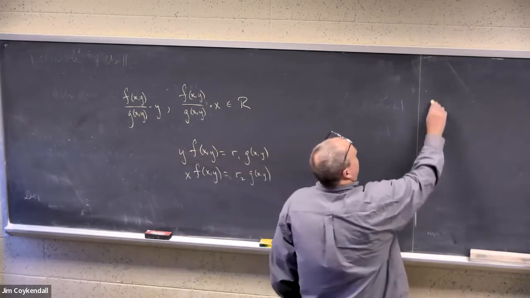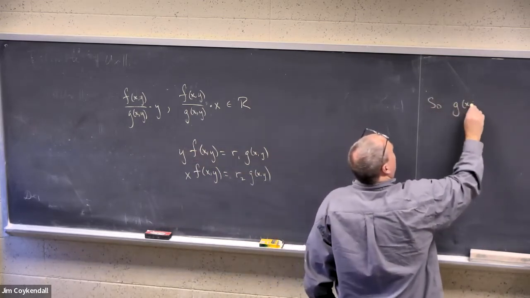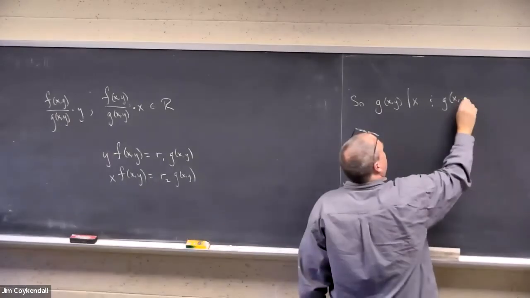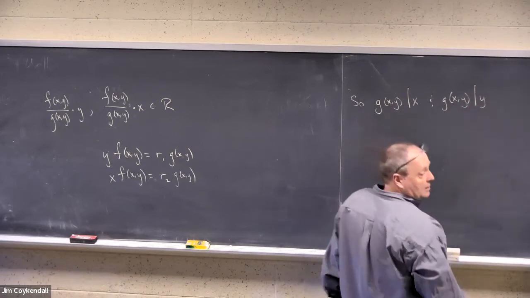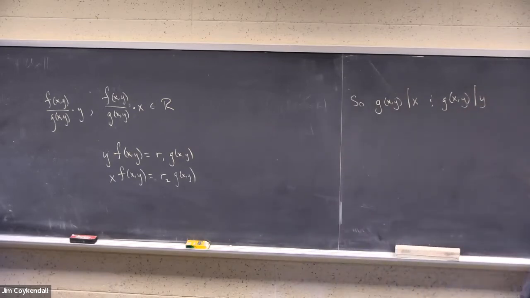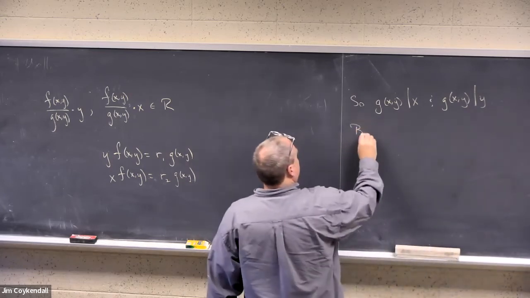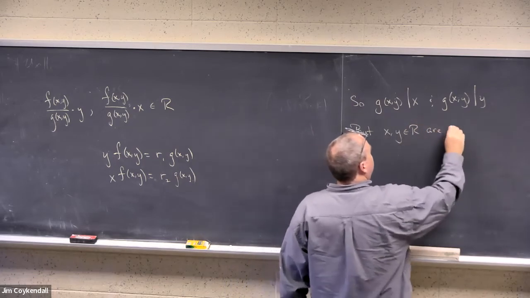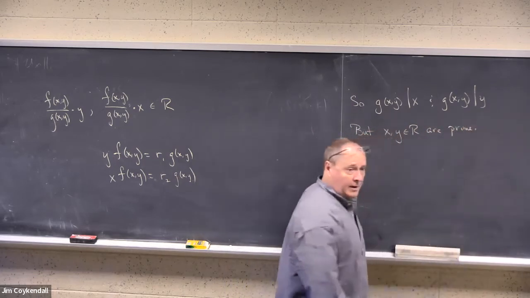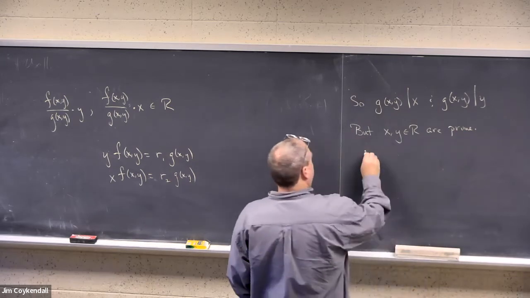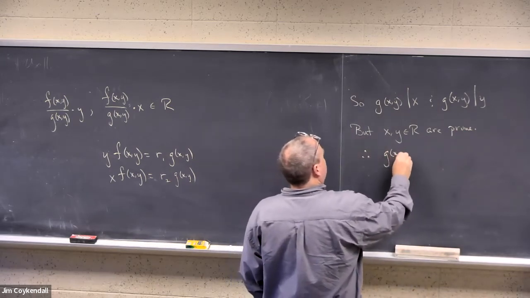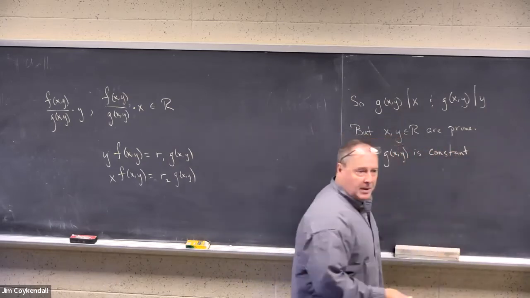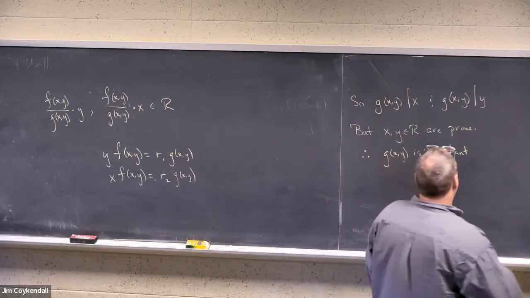So G of X, Y divides X and G of X, Y divides Y. Right? But X and Y are both prime elements. Right? Therefore, G of X, Y is constant, because it has to be a unit if it divides two distinct primes like that.